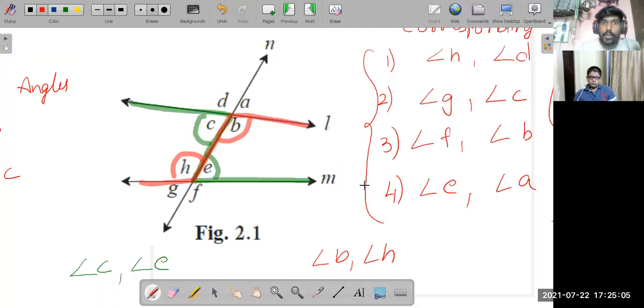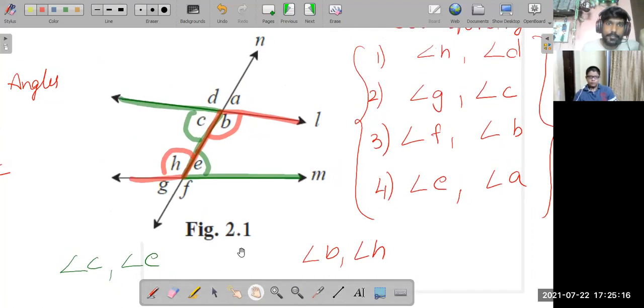Okay. Now, there is one more pair. Can you see one more alternate pair will be there? But somewhere more, there is a Z forming. Can you try to identify where? Okay, I'll erase this, then you may be able to identify.